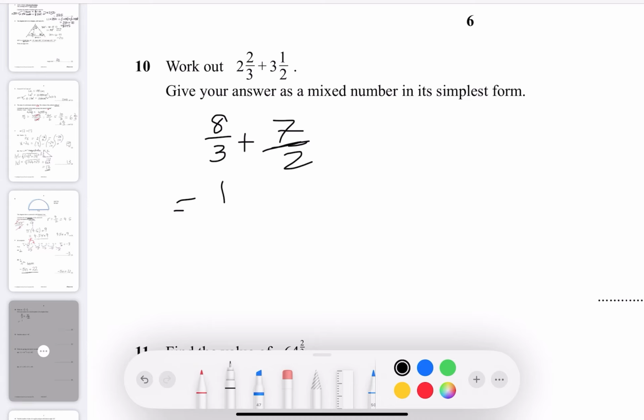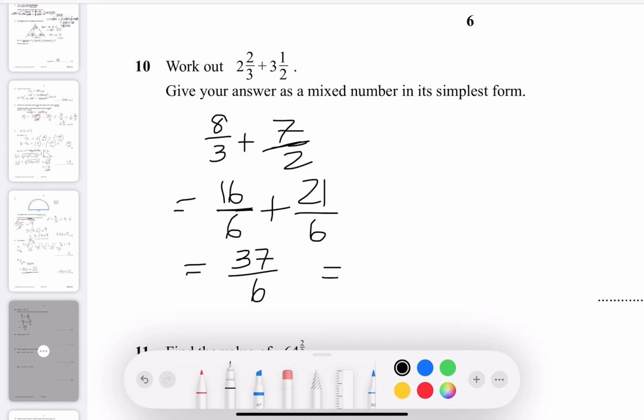We get 16/6. Multiply both sides of this fraction by 2. And then plus 21/6. We multiply both sides by 3, both the top and the bottom. So then this gives us 37/6.